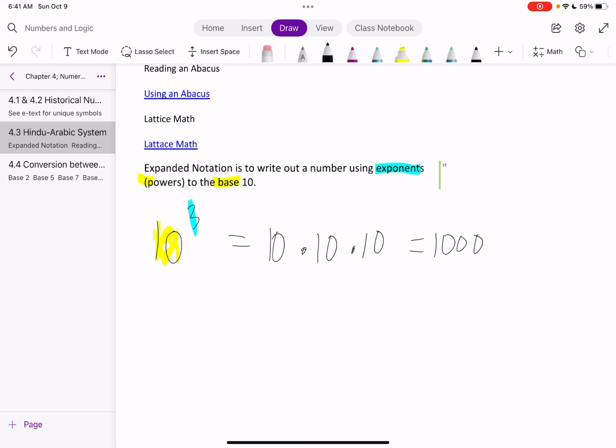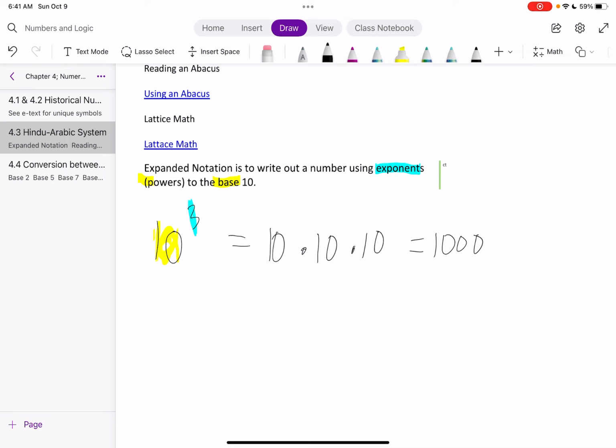This becomes, again, 4 times 100, plus 2 times 10, plus 7, and then 3 times 100, plus 8 times 10, plus 3. Oops, I forgot to put my times ones in here. And then 4 times 10 squared, plus 2 times 10 to the first, plus 7 times 10 to the 0, and then 3 times 10 squared, plus 8 times 10 to the first, plus 3 times 10 to the 0. And now we can add these.